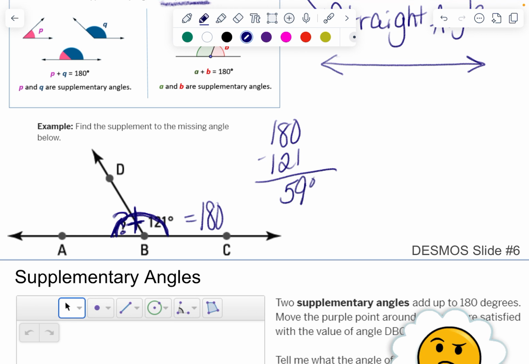And that makes sense because if you look at these two angles, this angle right here, angle DBC, is an obtuse angle. It's going to be more than 90. This angle right here, ABD, that's an acute angle. Look at that one. It's little. Supplementary angles, I will tell you this, you will have one obtuse and one acute, always.